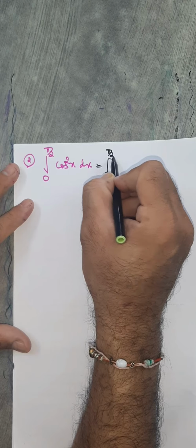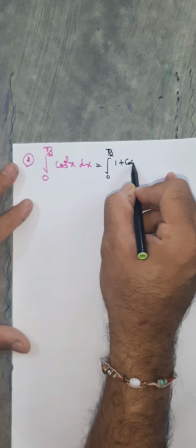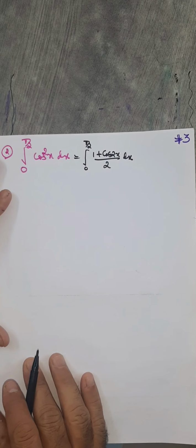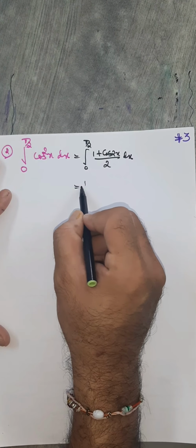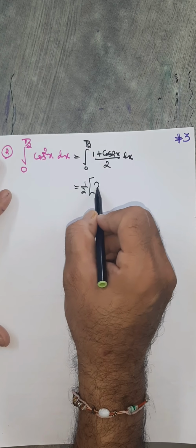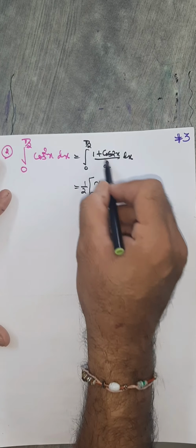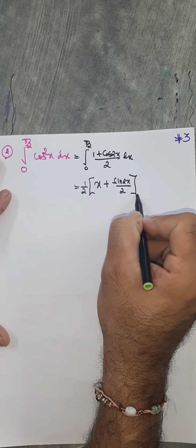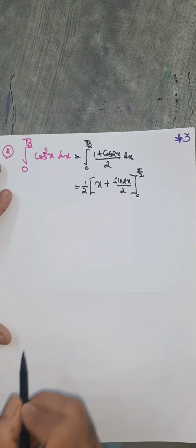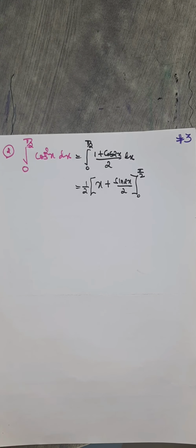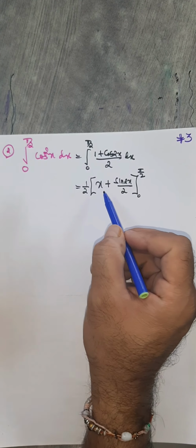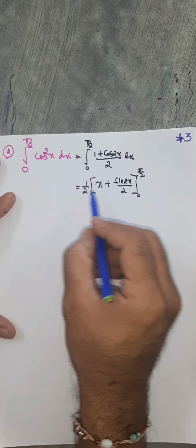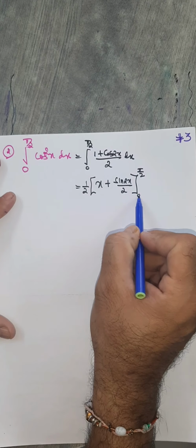Integral 0 to pi by 2, (1 plus cosine 2x) the whole by 2. You know it, points to remember: double angle formula. Keep half as it is outside. What is the integral of 1? x. What is the integral of cos 2x? It is sine 2x by 2, and limits are from 0 to pi by 2. Integral of 1 is x. Integral of cos 2x is sine 2x upon the coefficient of x, which is 2. Now limits 0 to pi by 2.